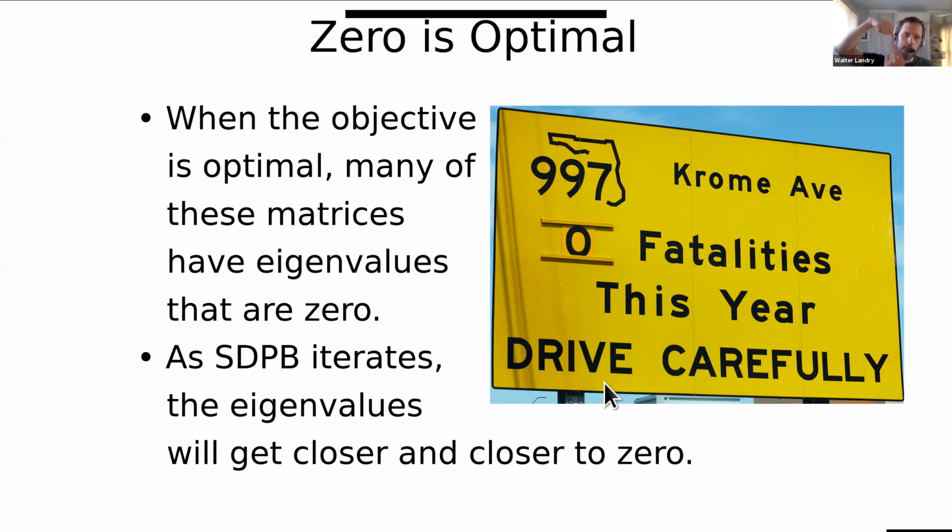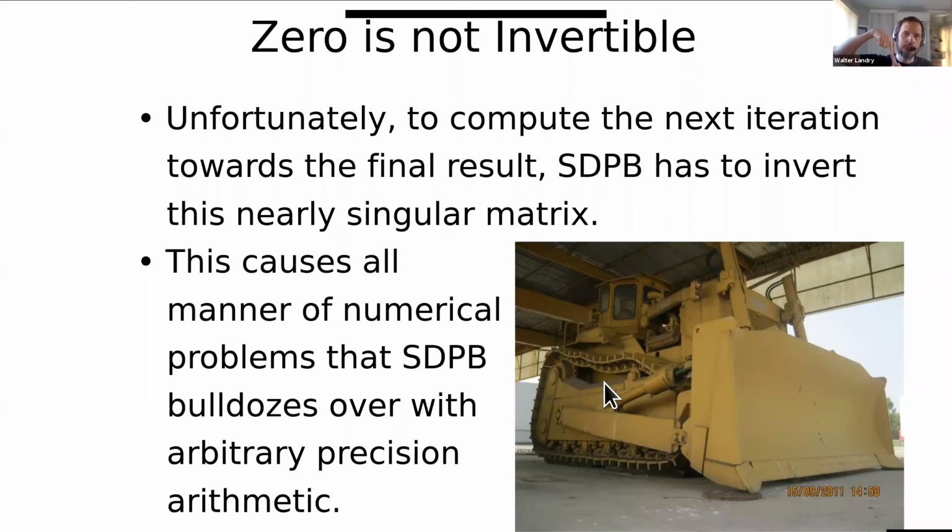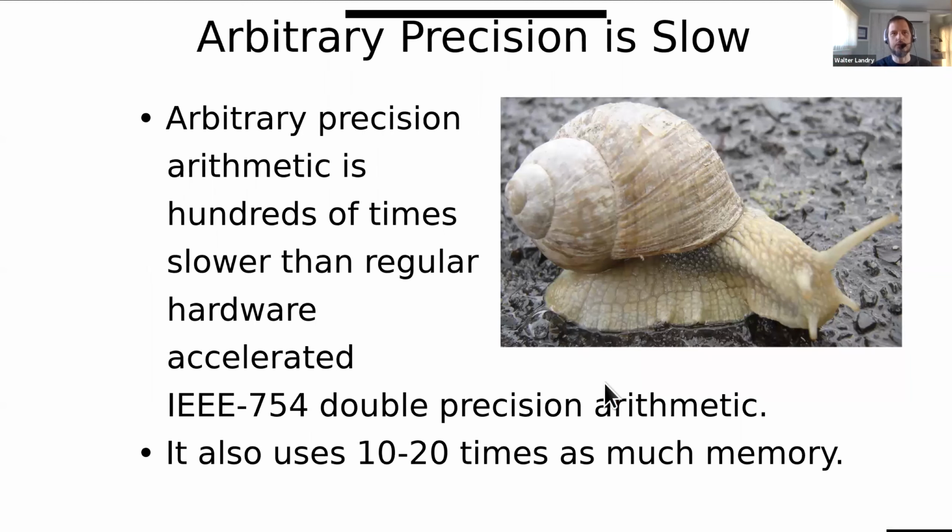The problem is that when the objective is optimal, when you've gotten to the solution, many of these matrices have eigenvalues that are 0. And as you get closer and closer, the eigenvalues get closer and closer to 0. And you have to invert these matrices as you are solving the problem in order to take the next step. This causes all sorts of numerical difficulties that we're very familiar with. And SDPB just bulldozes over all of this by using arbitrary precision arithmetic. Unfortunately, arbitrary precision arithmetic is quite slow. It's hundreds of times slower and uses an order of magnitude more memory.